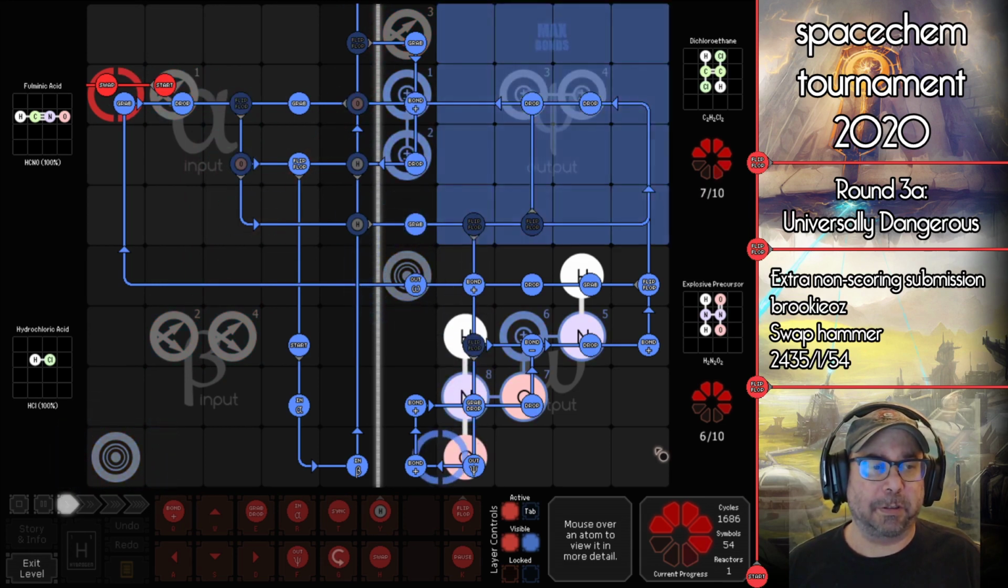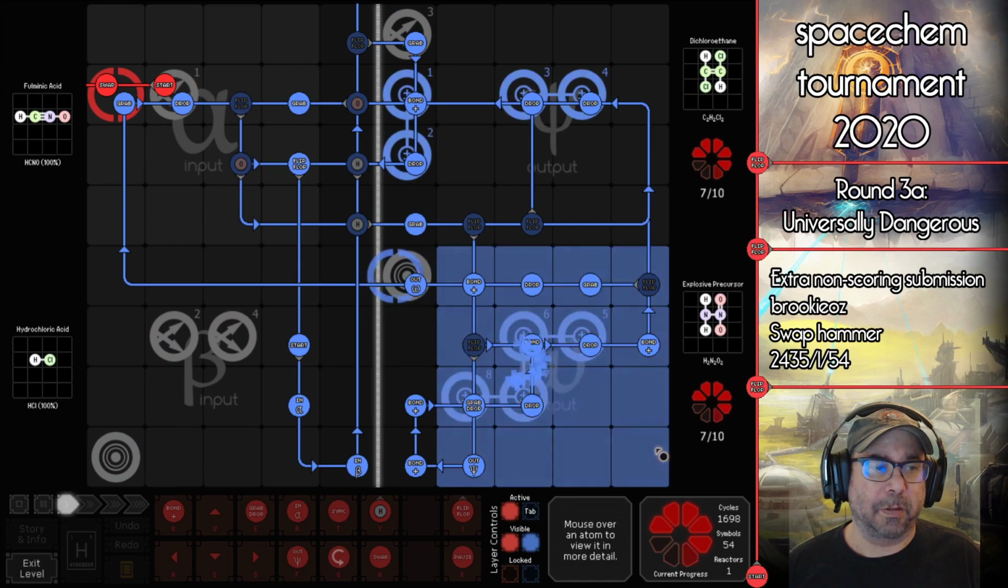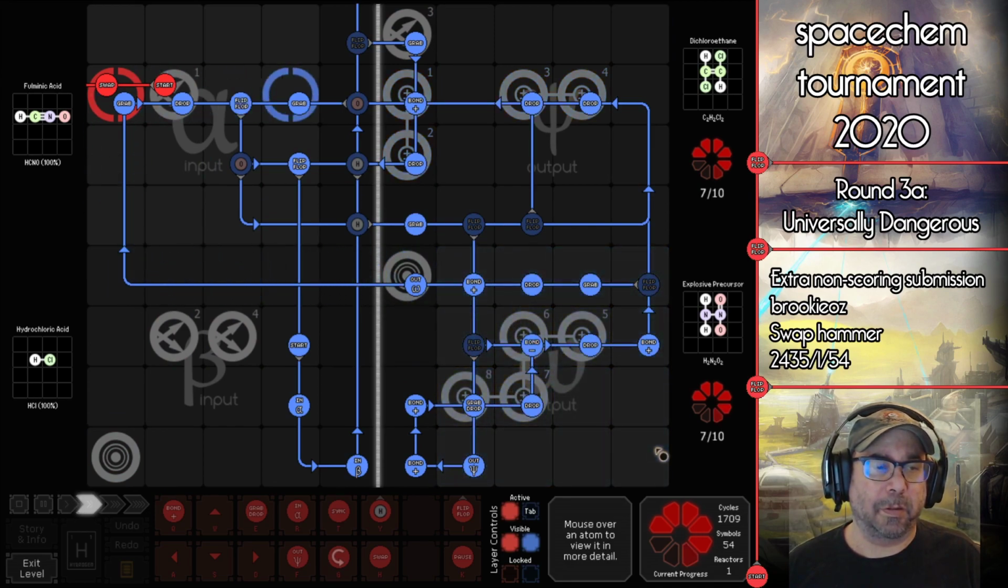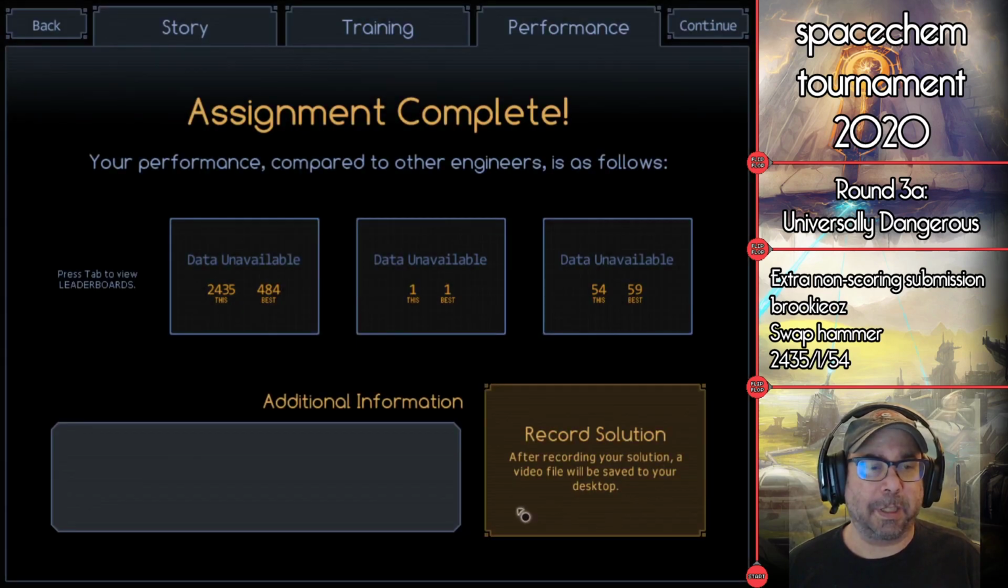Let's go watch it. Right here. And Blue's got some bonder priority stuff going on there. And Blue's got some squiggles going on in its path. It's nice. Well, the best part about it is a swap hammer. It runs at 2435 cycles, but that's not important. That's a nice swap hammer solution.